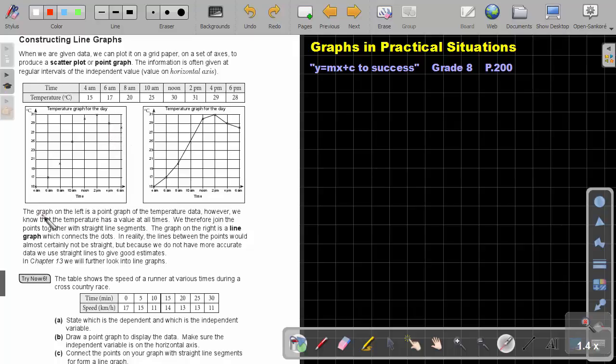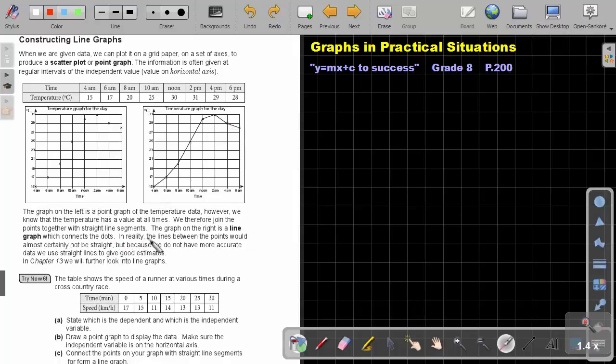Now the graph on the left is a point graph of the temperature data. However, we know that the temperature has a value at all times. So there's also a value for the temperature between 8 and 10. We therefore join the points together with straight line segments. So we are joining all the points. The graph on the right is a line graph, which connects the dots.